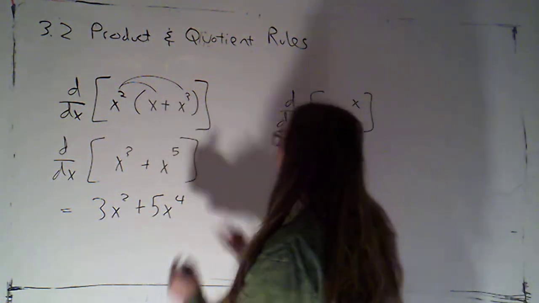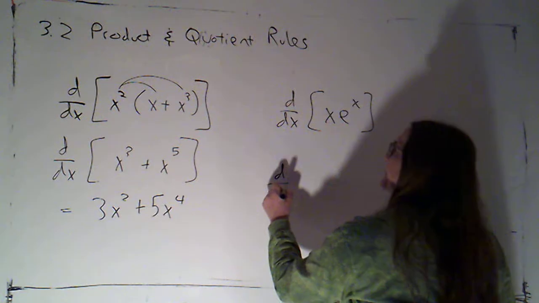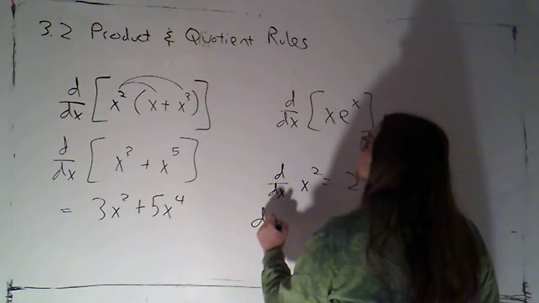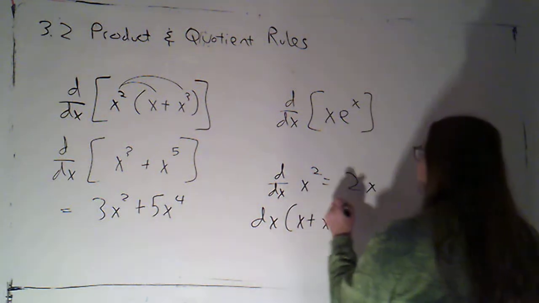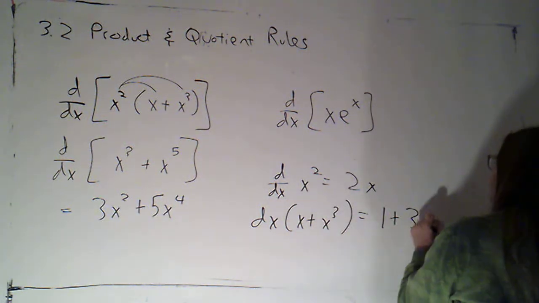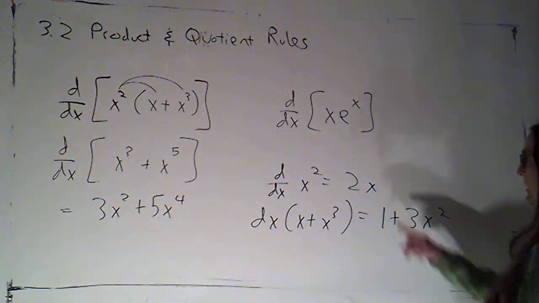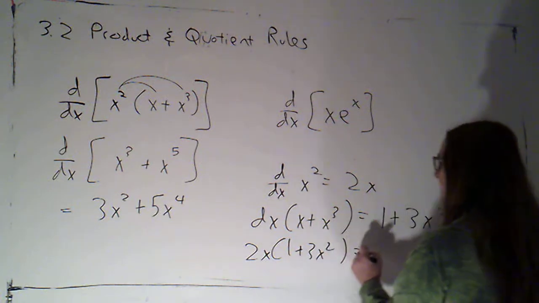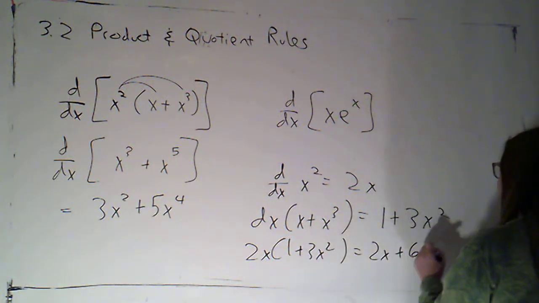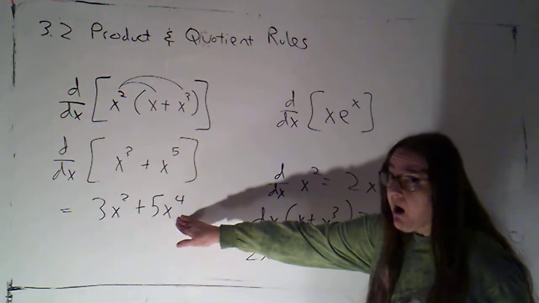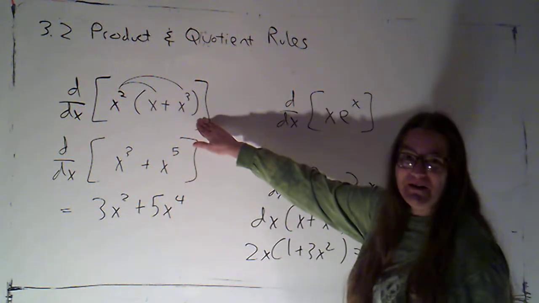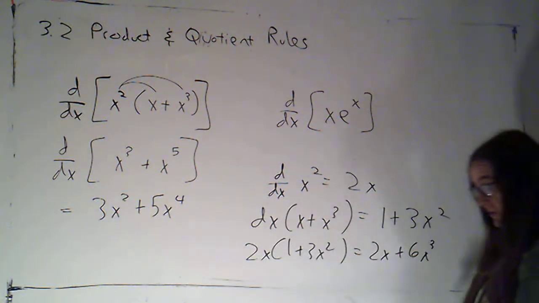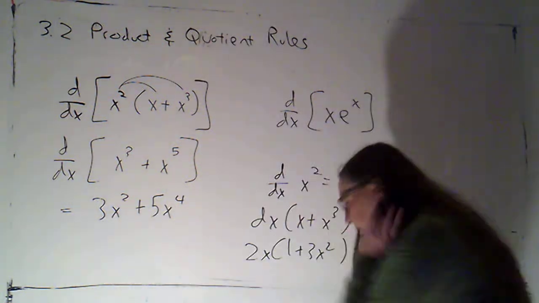Notice here, if I were just to take the derivative of the two factors, the derivative of x squared would be 2x. The derivative of x plus x cubed would be 1 plus 3x squared. Now if I multiply those together, 2x times 1 plus 3x squared, I would get 2x plus 6x cubed. That is not what I got when I took the derivative of this product. This is the correct answer. This is wrong. Okay?